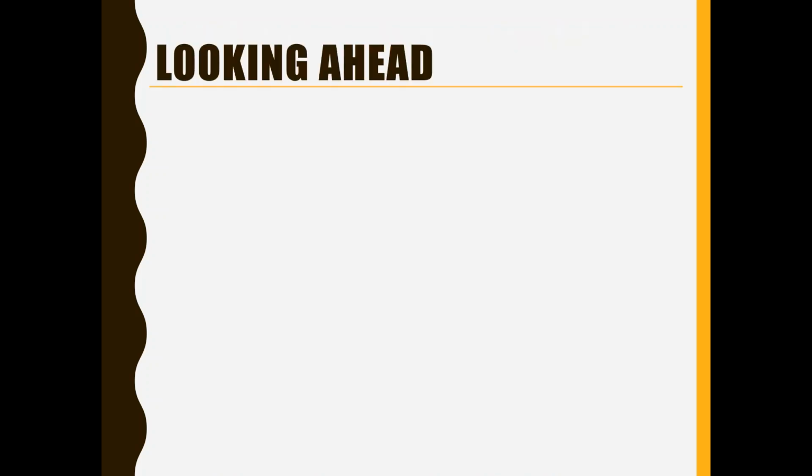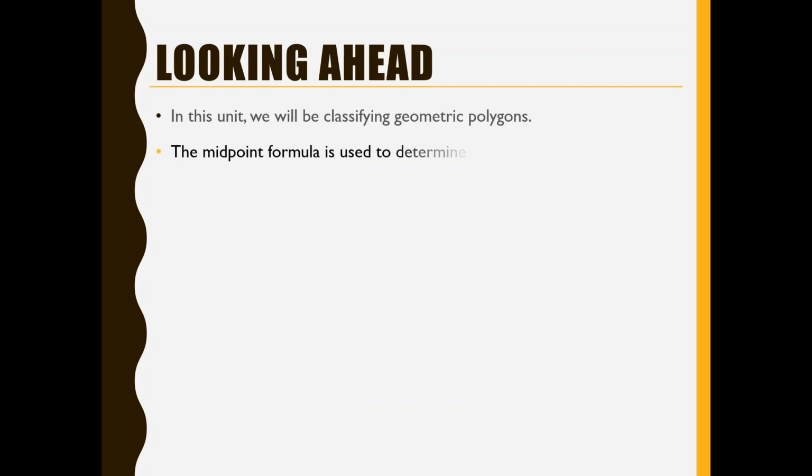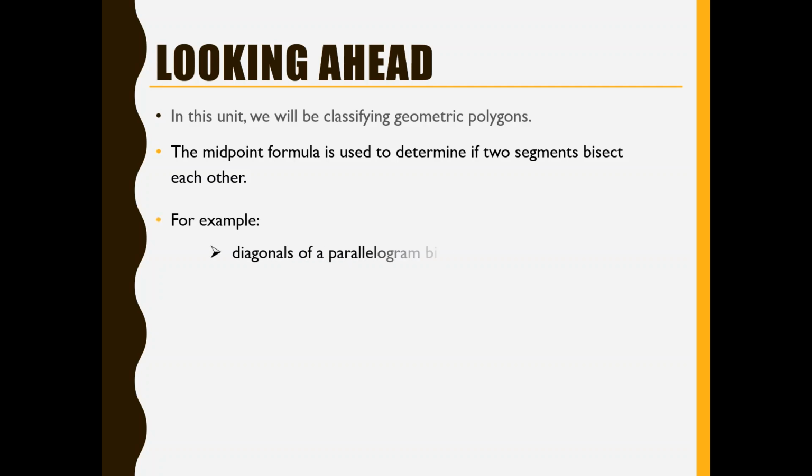Looking ahead, the midpoint formula can be used to help us classify geometric polygons and their properties. The midpoint formula specifically helps us determine if two segments bisect each other. And just a few of the bisecting properties we know already include the fact that diagonals of a parallelogram bisect each other.